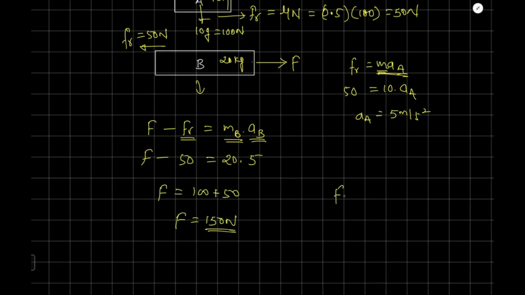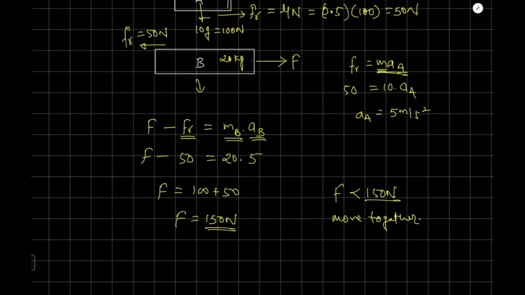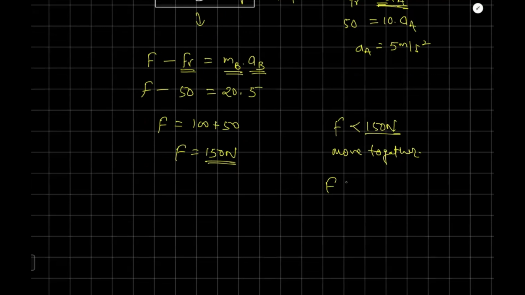So if your force is less than 150 Newton, these two blocks will move together. And if your force is greater than 150 Newton, then acceleration of block B will be greater than acceleration of block A. So let's solve one question, and we'll take separate cases in this.